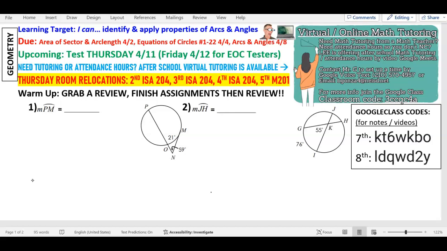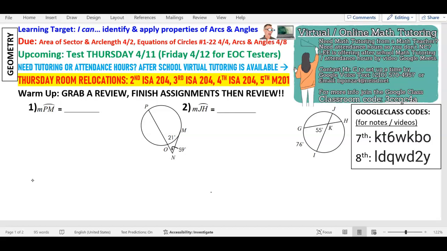For my class on Thursday, if you're not testing English 2, we're going to relocate third period to ISA 204. So that's Mr. G's class on Thursday if you're not testing. And all of us have a test on Thursday for geometry if you're not EOC testing. If you're EOC testing on Thursday, you'll just take your test on Friday. Cool? For all geometry classes, which is everyone in this room.